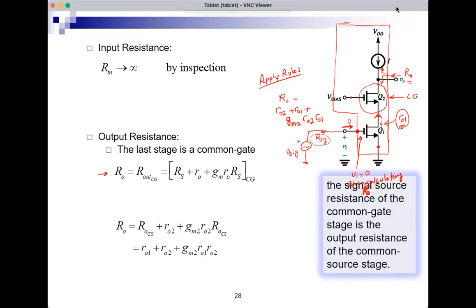This is also the case for the simple common source. RO and Rout will be the same. But it's different in the case of the common gate. RO is not the same as Rout.